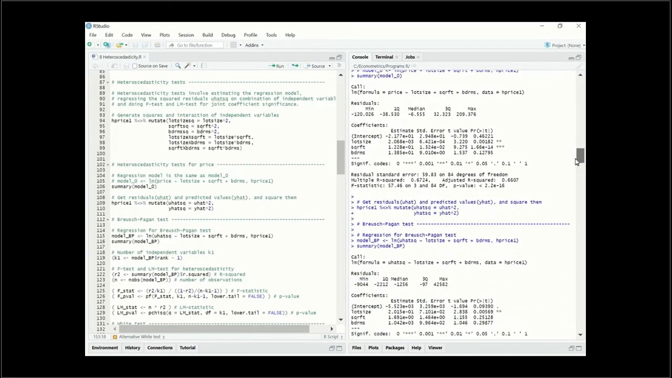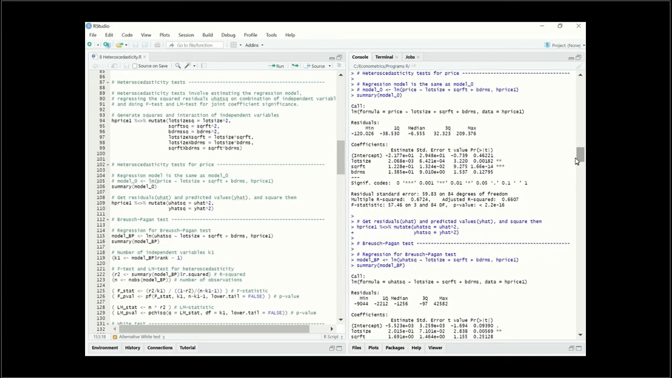Okay, so we would be starting with heteroscedasticity tests. Before we do that, though, let's go ahead and generate squares and interaction terms of independent variables, which we're going to need for some of the tests. Here we have the lot size, square footage, and number of bedrooms. Let's square these variables and call them lot size squared, footage squared, and bedroom squared. And then let's do the interactions: lot size times square footage, lot size times number of bedrooms, and square footage times bedroom. We're going to include these back in the data frame.